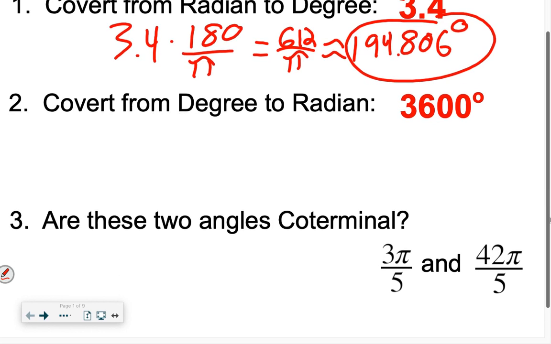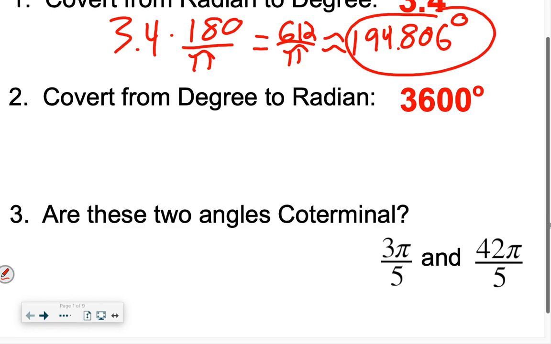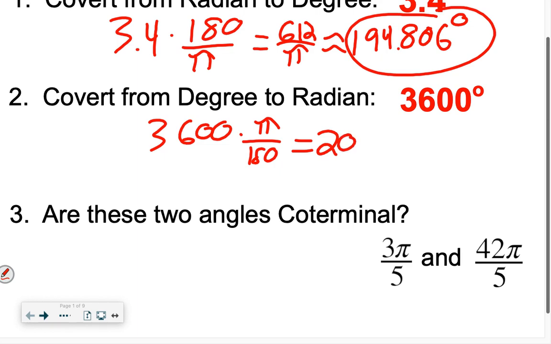Now 3,600 degrees, from degrees to radians. So again, 3,600 times pi over 180. Well, 3,600 divided by 180 will get you 20, and then that pi is left over. So 20 pi would be your answer there. Which makes sense, because one full revolution is 2 pi, right? And one full revolution in degrees is 360 degrees. So if you multiply that by 10, you have 3,600 degrees. Same way with 2 pi times 10, you get 20 pi.